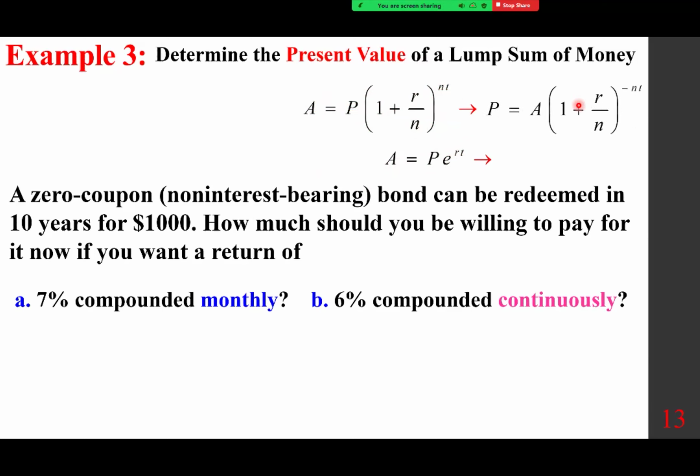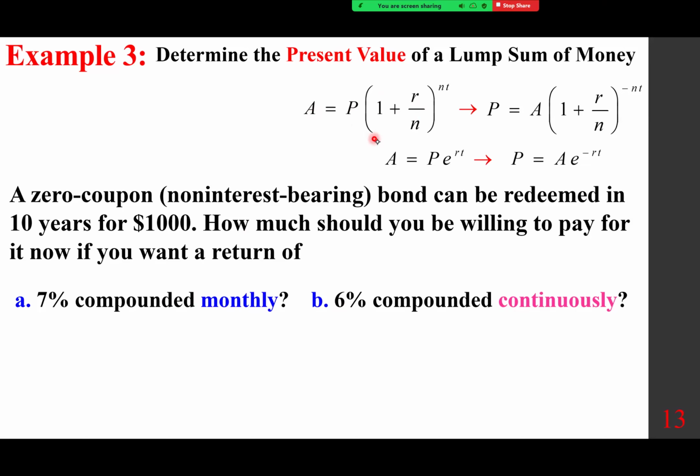So one more time, to divide by this to find P, if you multiply this one by the same thing but a negative exponent, that means division, everybody. Because remember, this goes down and takes a positive exponent, same thing. So a zero coupon, non-interest bearing bond can be redeemed in 10 years for $1,000. How much should you be willing to pay for it now if you want a return of A, 7% compounded monthly, B, 6% compounded continuously? This one uses this formula.